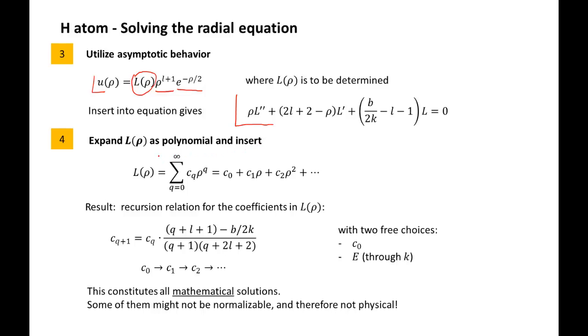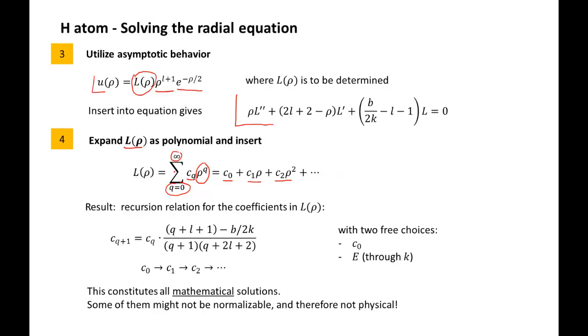In that method, we expand L of rho as a polynomial that runs from 0 to infinity, a sum of c_q, which is a coefficient, times rho to the power of q. Written out, it means there's a constant term, c0, plus a linear term, c1 times rho, plus a quadratic term, c2 times rho squared, plus and so on and so on.